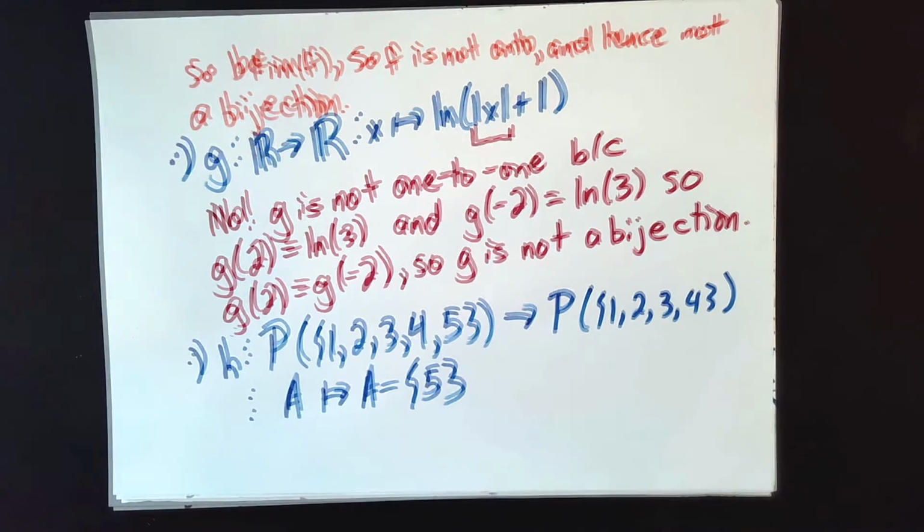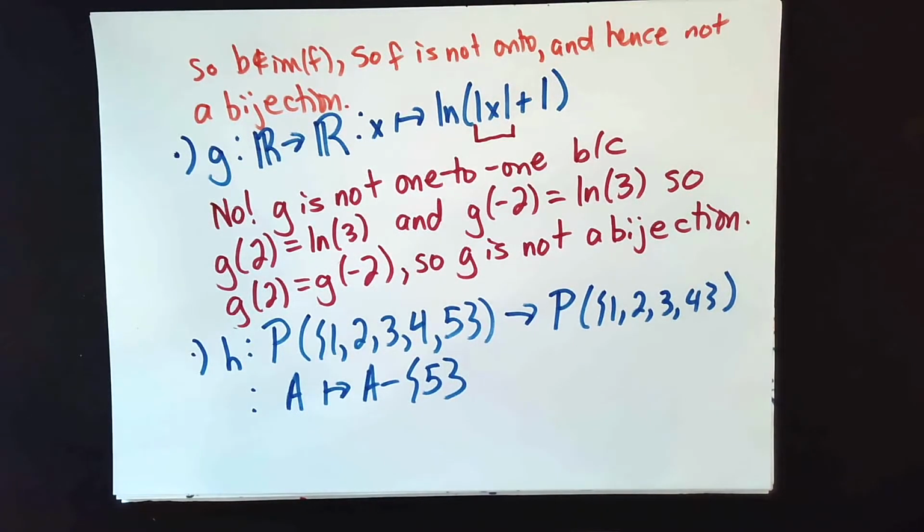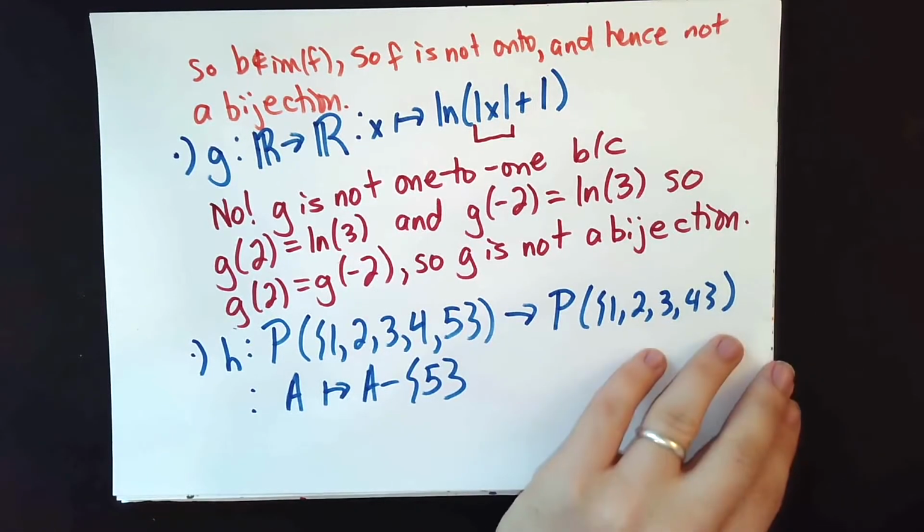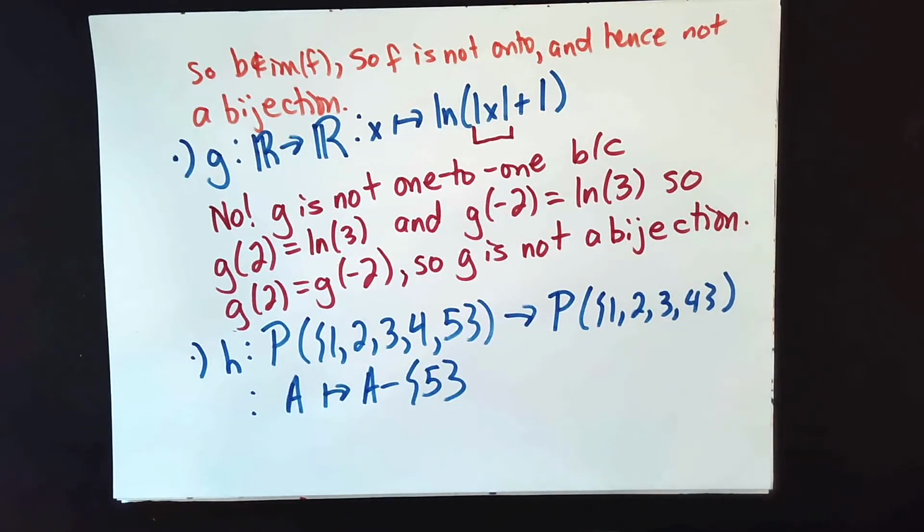So is this function a bijection? And so really I'm asking here, is it 1-to-1? In this instance, as it happens, this function is not 1-to-1. Can you give me two things that map to the same place?